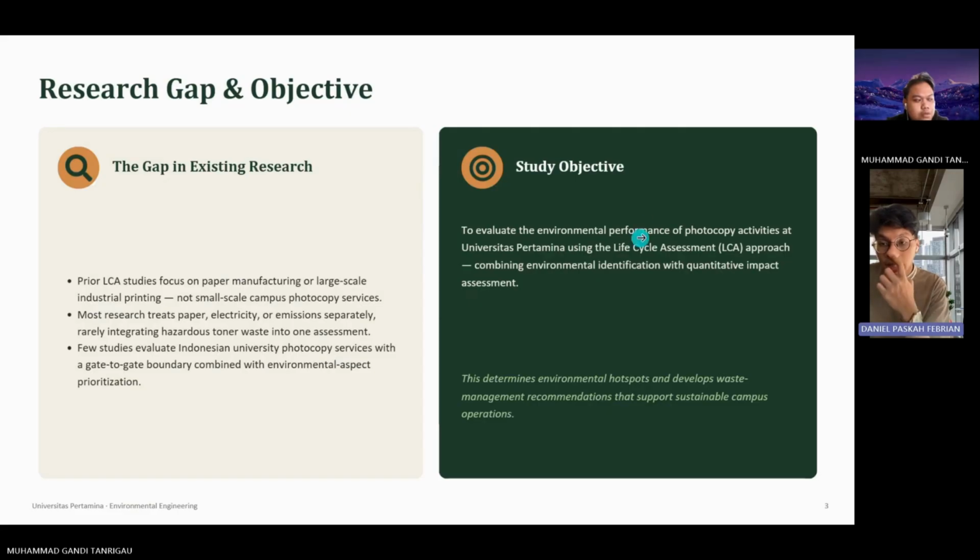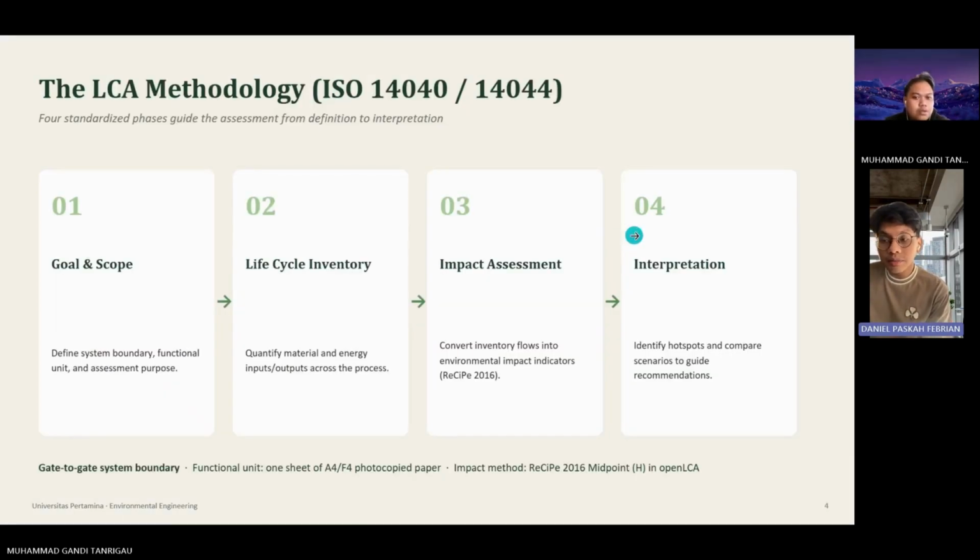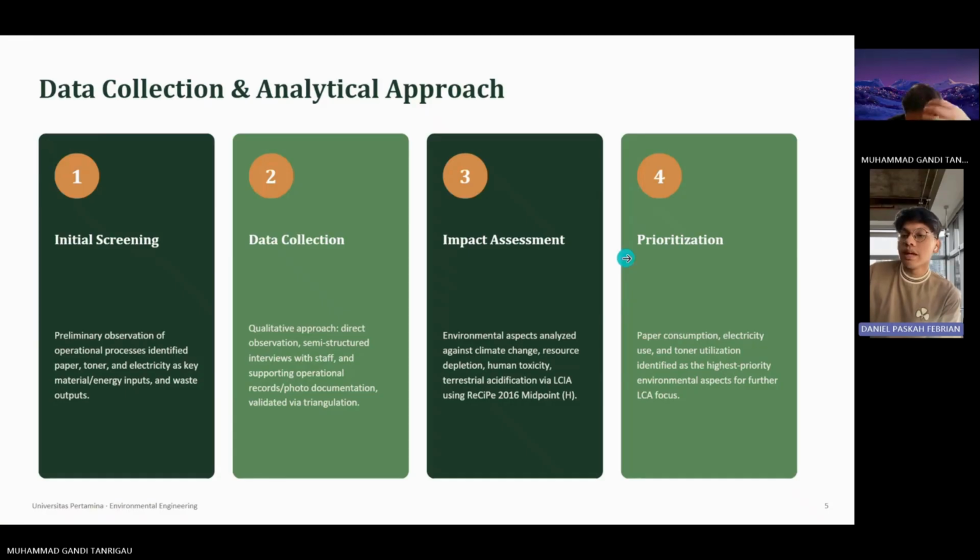This study follows the ISO 14040 and ISO 14044 standards, which consist of 4 phases. The first phase is goal and scope definition, where system boundary and functional unit are determined. The second phase is life cycle inventory, where all the material and energy inputs and outputs are quantified. The third phase is life cycle impact assessment, where inventory data are converted into environmental impact indicators using the ReCiPe 2016 midpoint method in OpenLCA. Finally, the interpretation phase identifies environmental hotspots and develops recommendations for improvement.